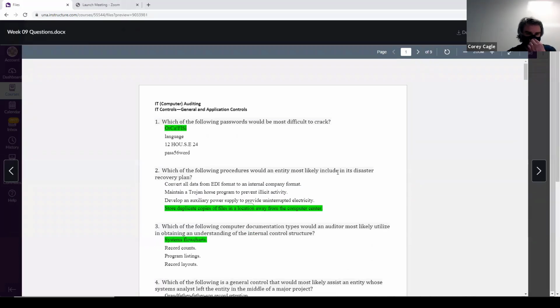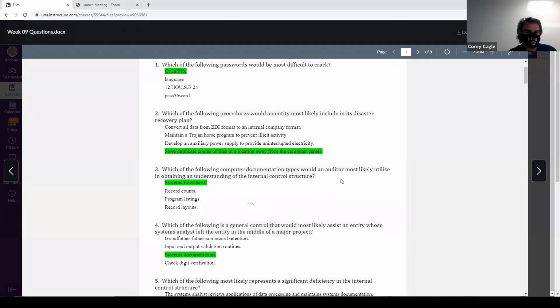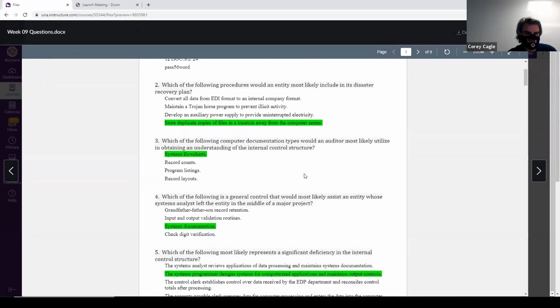Which of the following passwords would be most difficult to crack? We know passwords, right? Which of the following procedures would we include in a disaster recovery plan? We can reason through that. Which of the following documentation types would an auditor most likely utilize in obtaining an understanding of internal control? We've talked about that already. A flow chart that shows the makeup of the system would be a good way for us to get an understanding of internal control.